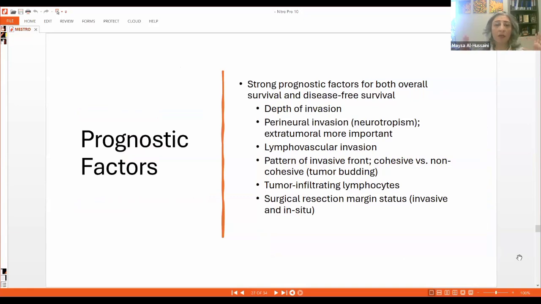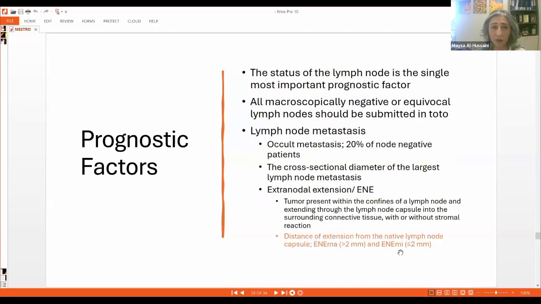Now, once a pathologist establishes the diagnosis, whether with or without immunohistochemistry, there comes the second role of pathologists in the microscopic analytical phase, which is to specifically mention the prognostic factors such as the depth of invasion, the perineural invasion, the lymphovascular invasion, and the pattern of invasion, which is extremely important, because we have cohesive versus non-cohesive tumor budding, tumor infiltrating lymphocytes, and then the status of the invasive carcinoma.